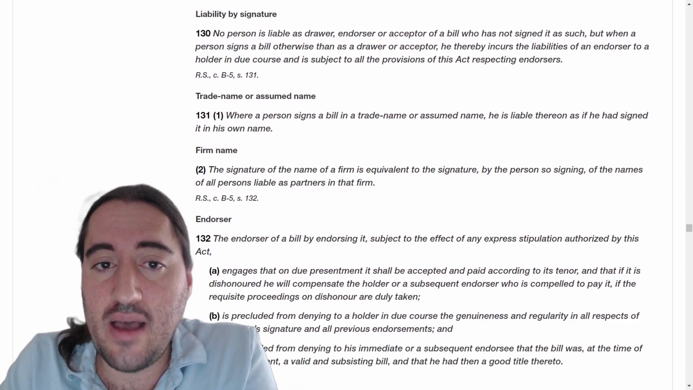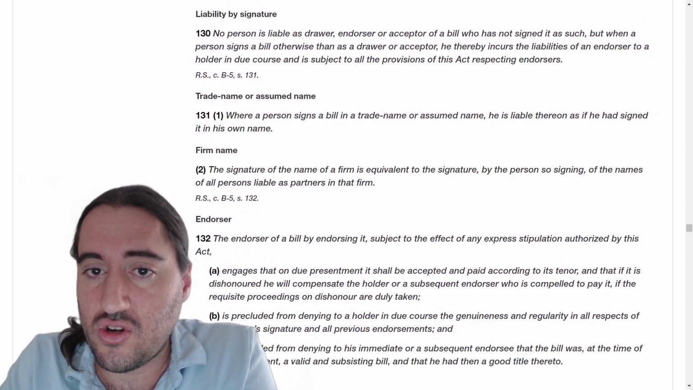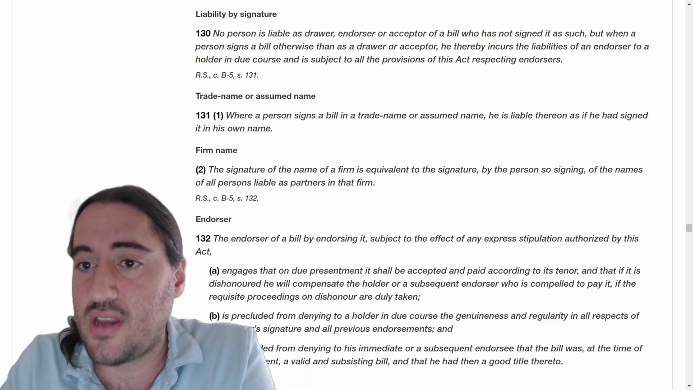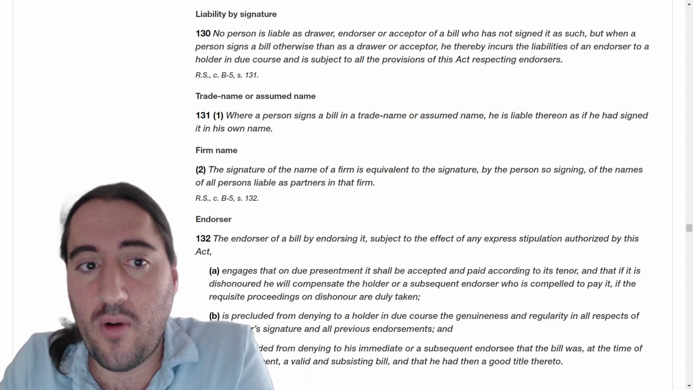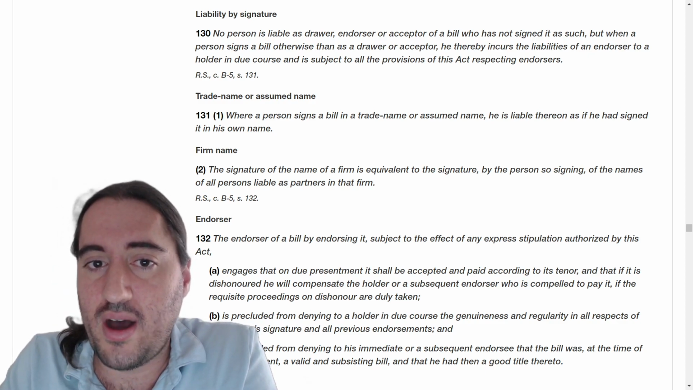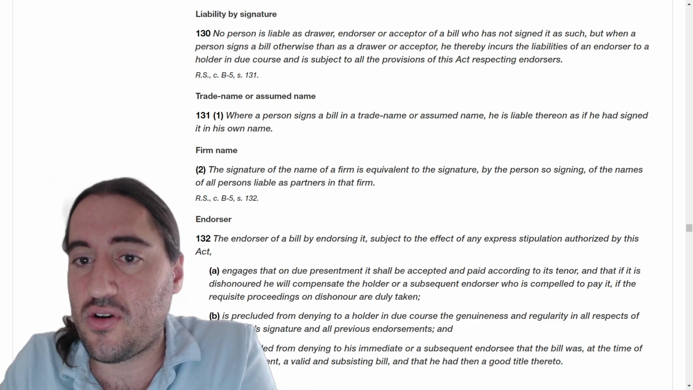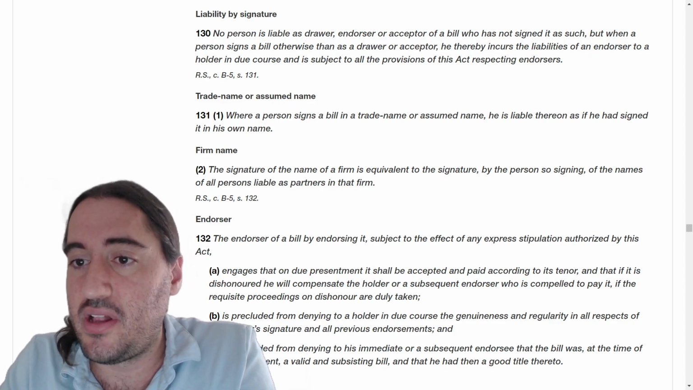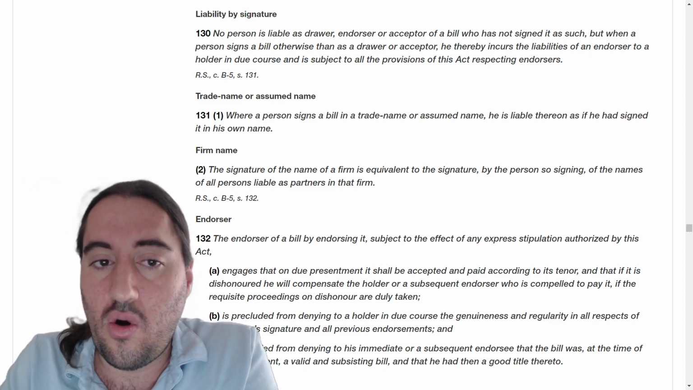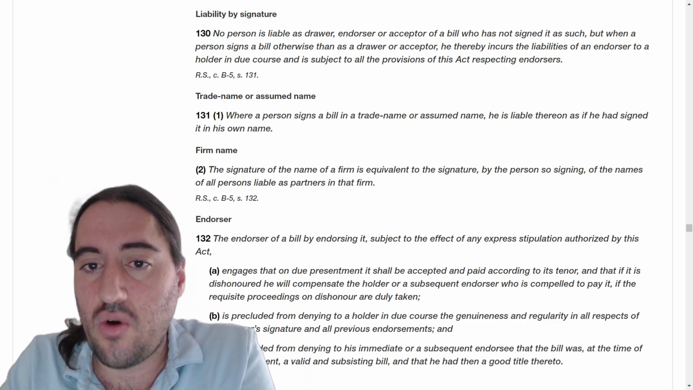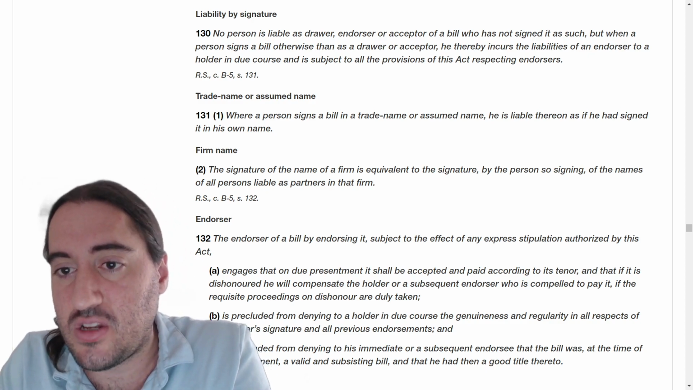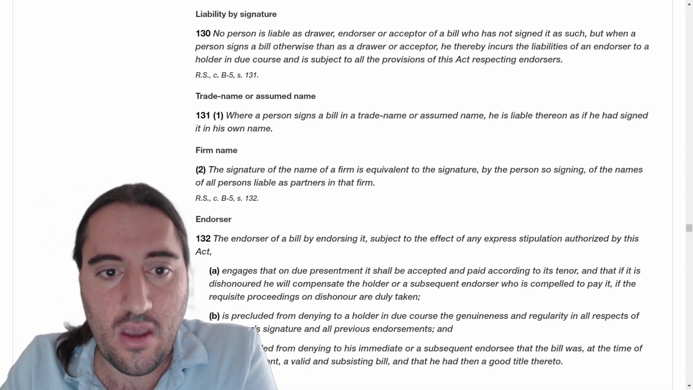Liability by signature. No person is liable as drawer, endorser, or acceptor of a bill who has not signed it as such. But when a person signs a bill otherwise than as a drawer or acceptor, he thereby incurs the liabilities of an endorser to a holder in due course, and is subject to all the provisions of this act respecting endorsers.